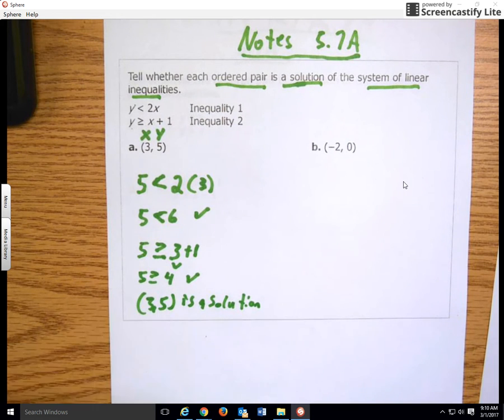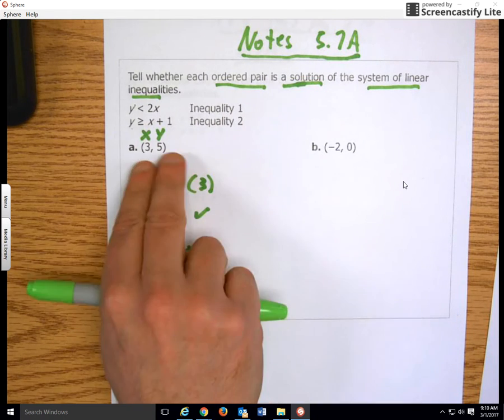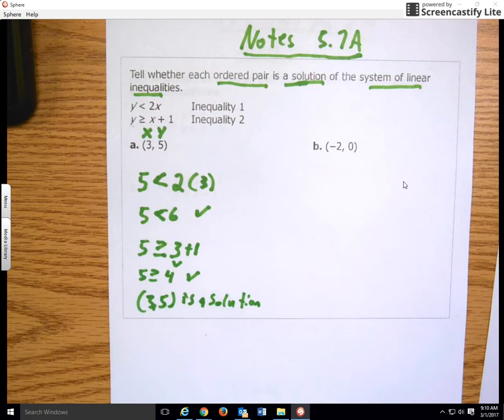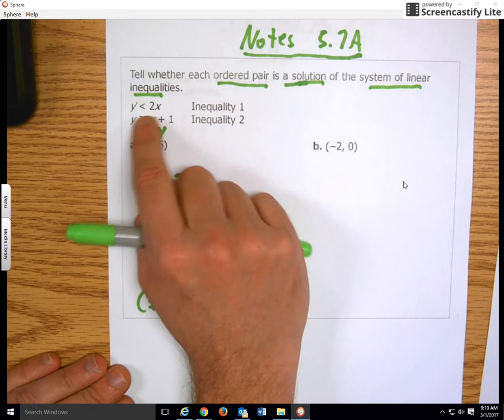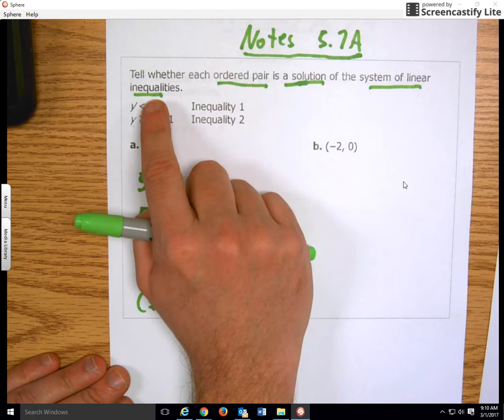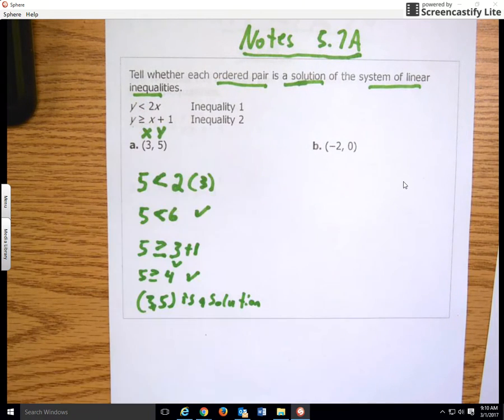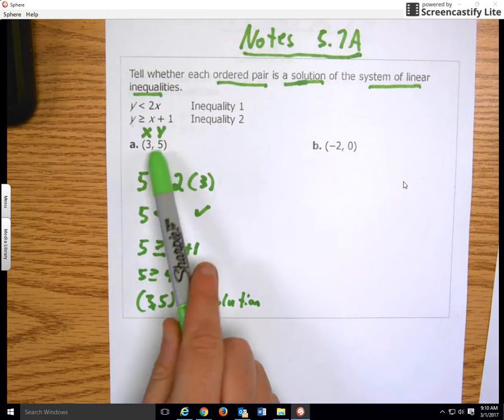Okay, I guess the question I would wonder at this time is is it the only answer, or could I put in other ordered pairs that would also work? For instance, if I were to try a 0 and 1, would that also become true? Well, 2 times 0 would be 0. Would 1 be less than 0? Actually, that would be false. So not everything works, but there's maybe other numbers that work. And actually, we find out there's an infinite amount of numbers that would work. This is just one possibility.